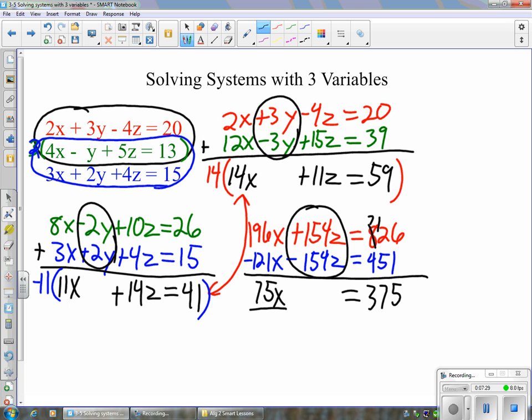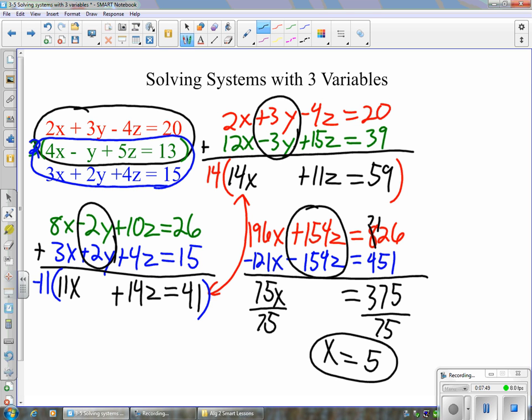So let's divide by 75. And x will equal 5.